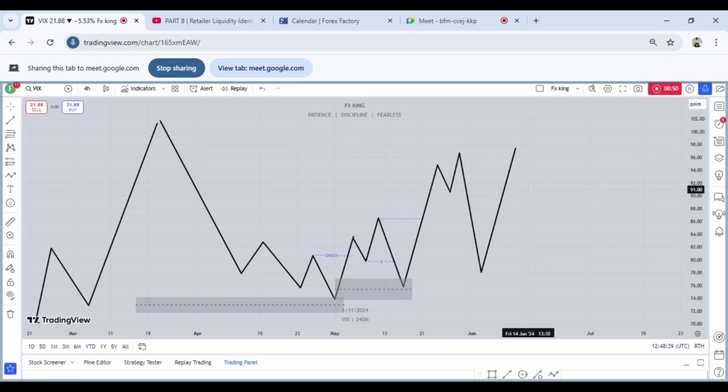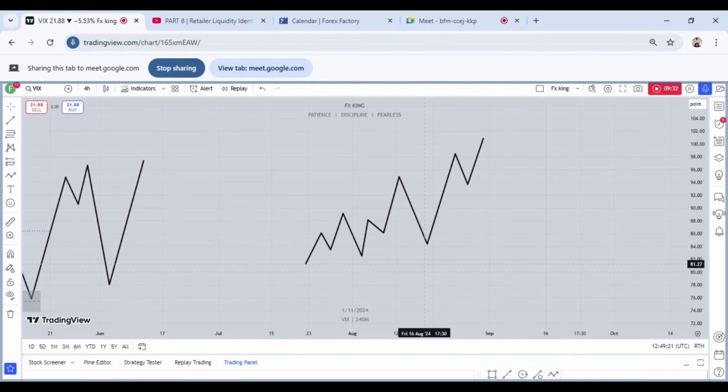Now, let's say we had a market. The market has been pushing up like this, right? The market gives you an inducement, takes out the inducement, then gives you some sort of a break of structure like this. Then maybe it takes out the inducement that I gave you again, then this.